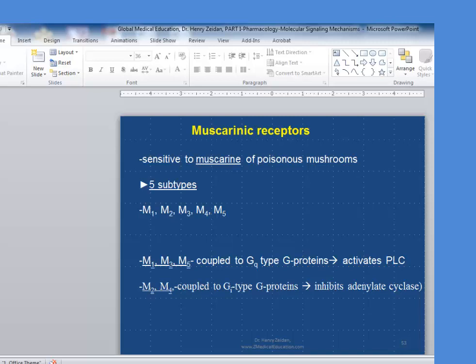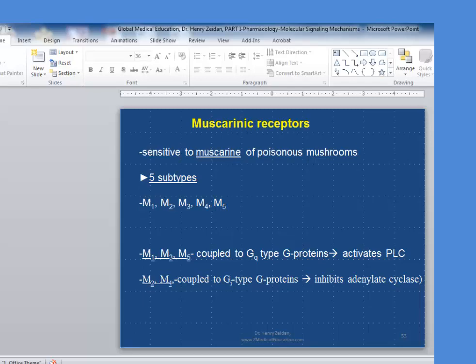Some of them are coupled to GQ proteins, so when they couple to GQ proteins, you expect to see activation of phospholipase C. You expect to see protein kinase C involved here. Those are M1, M3, and M5, versus M2 and M4, which are coupled with GI proteins. So you expect to see inhibition of the adenylyl cyclase enzyme.